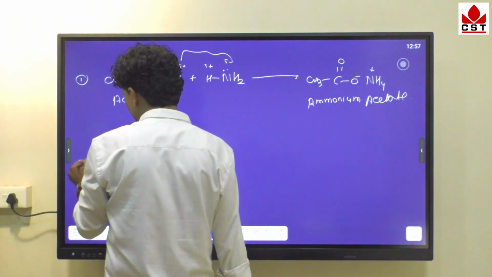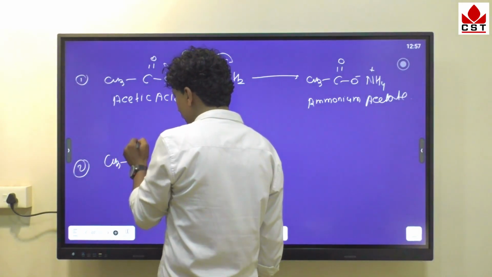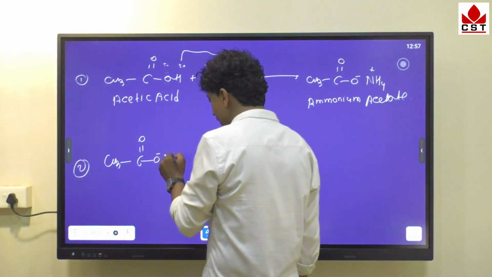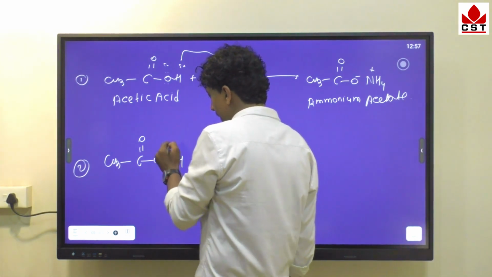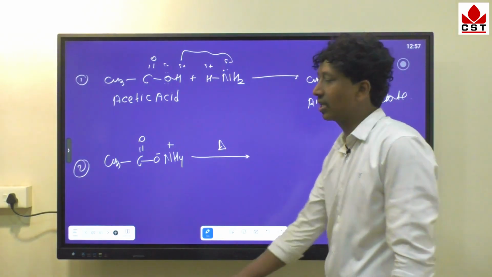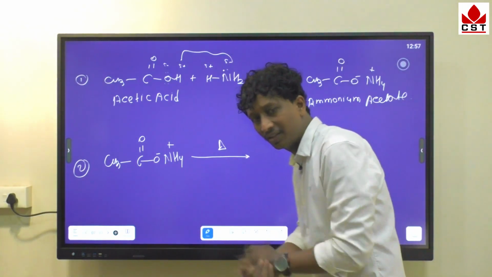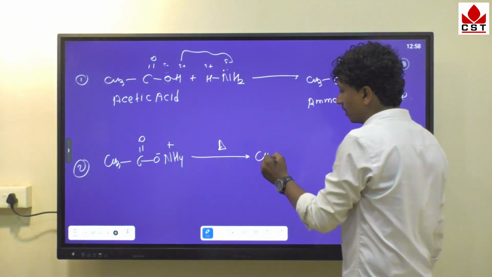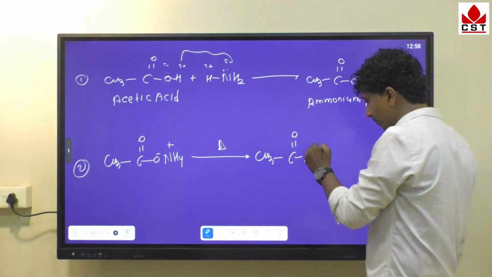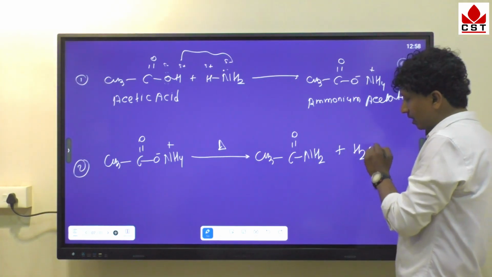In the reaction, the ammonium acetate salt, CH3C double bond O, O minus, NH4 positive, is heated. So what happens to the salt? On heating, minus water molecule, 2 hydrogen, 1 oxygen, is lost in the reaction, and the formation of CH3C double bond O, NH2.